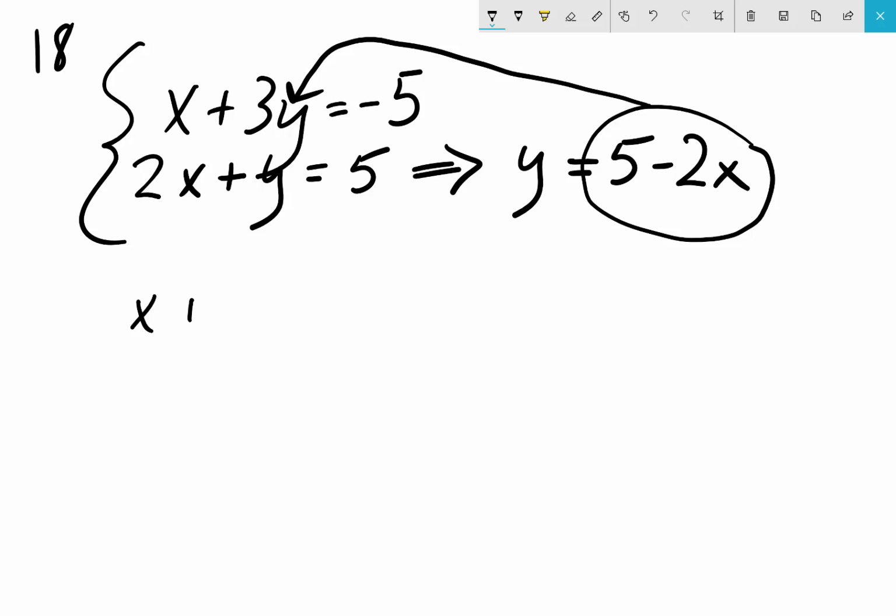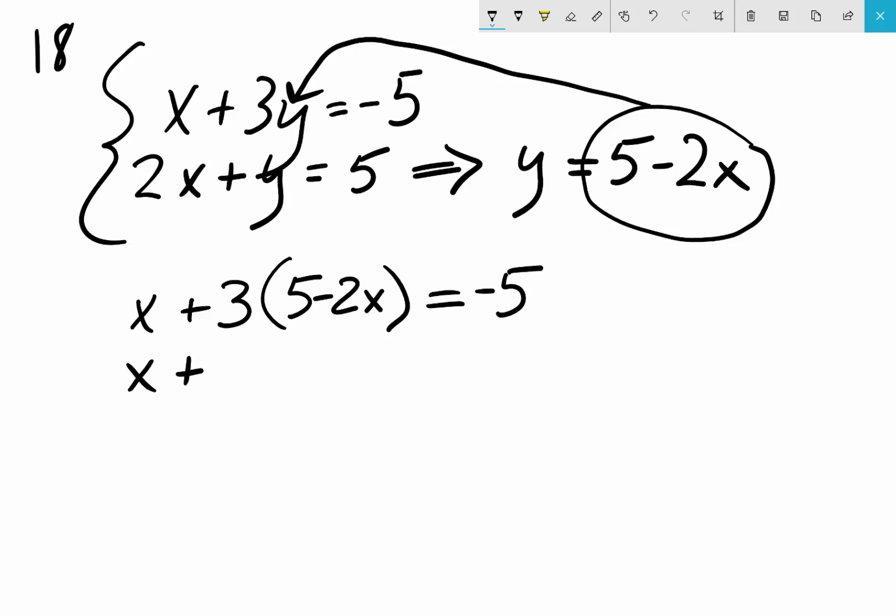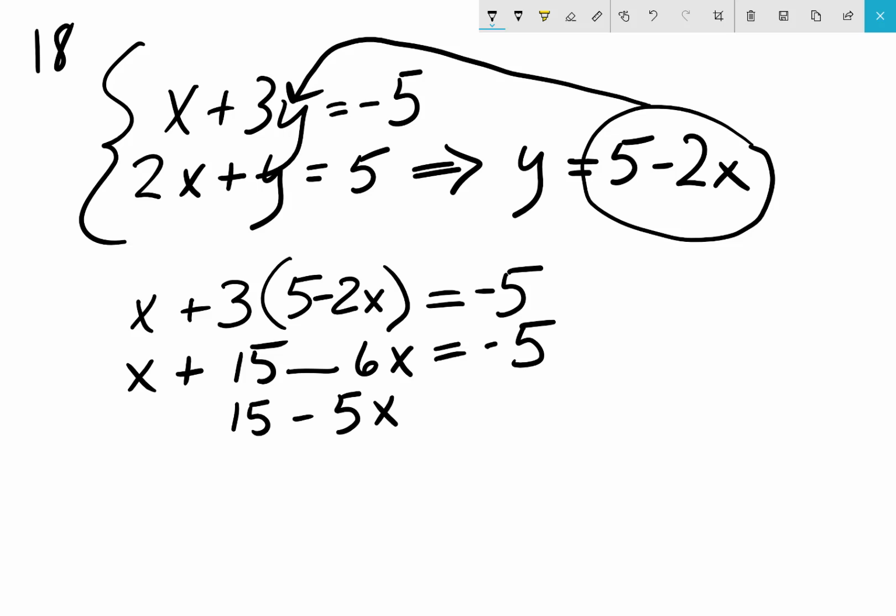All right, so x plus 3y, so 3 times 5 minus 2x, because that's what y is. That's supposed to equal -5. Now I use the distributive property. 3 times 5 is 15. 3 times -2 is minus 6x, equals -5. Now I can combine my x's, so I'm going to have 15 minus 5x is equal to -5.